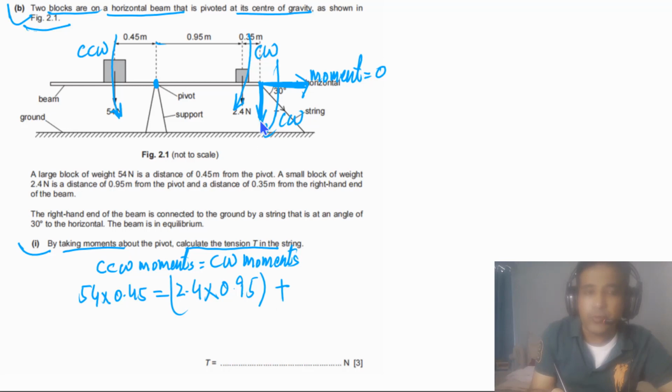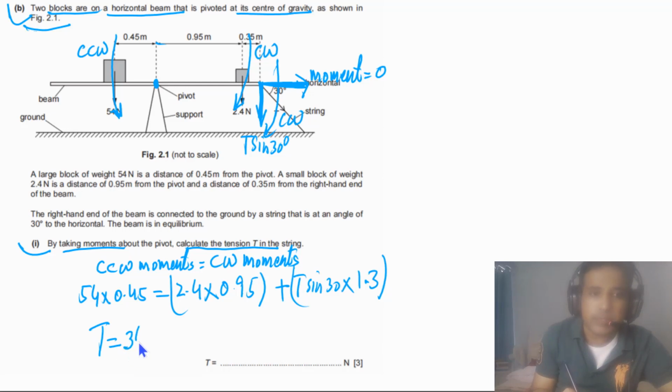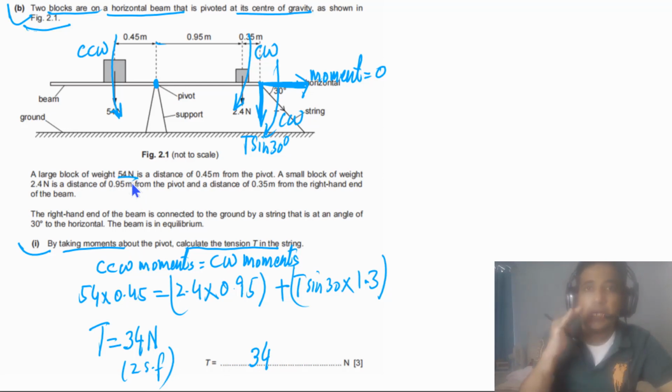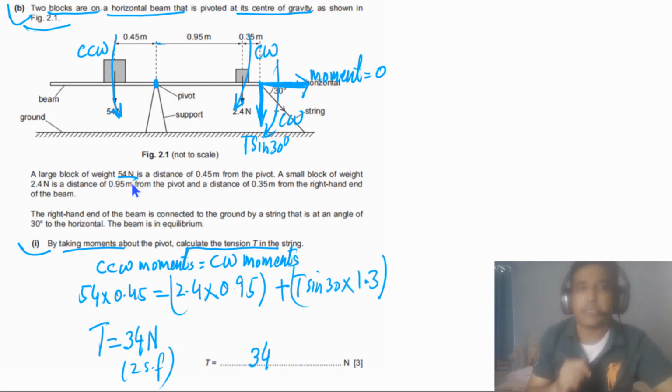And next we have the vertical component of tension, so this is T sine of 30 degrees, and the distance of this one is 0.35 plus 0.95, so this is 1.3 meters. Now we simply need to solve for T. If we solve this for T up to 2SF, our answer will be equal to 34 newtons. So our final answer is 34 newtons up to 2SF, because the given data is up to 2SF, so our final answer also should be 2SF.